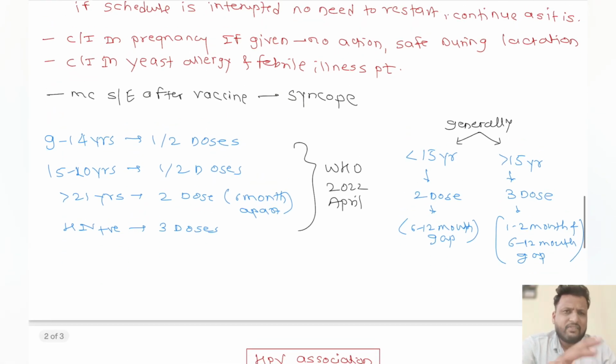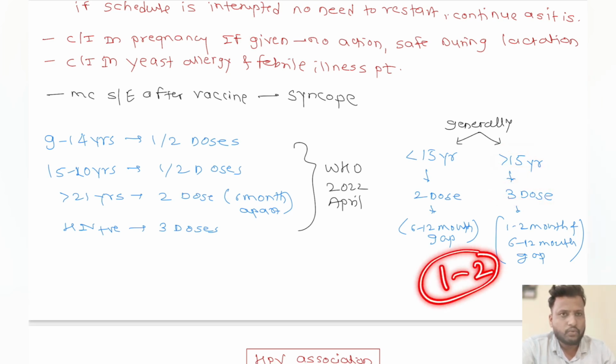Now generally in India we follow the rule, that is before 15 years you give 2 doses, with a 6 to 12 month gap, and after 15 years you give 3 doses. First and second dose have a 1 to 2 month gap, second and third dose have a 6 to 12 month gap.